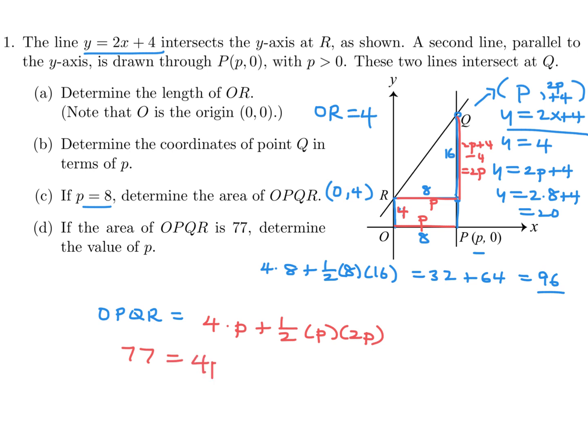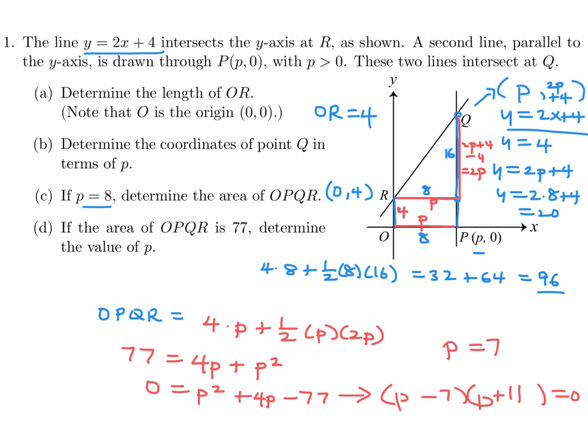So 4p plus p squared equals 77. So this is going to be p squared plus 4p minus 77 equals 0. I'm pretty sure that factors nicely: (p + 11)(p - 7). Since p has to be a positive number, because the question tells you that, p is equal to 7.